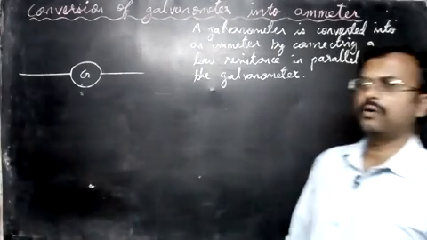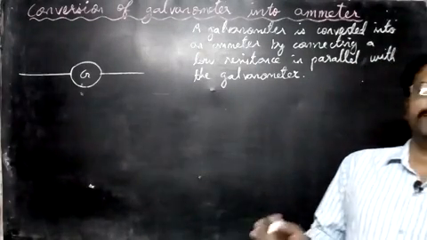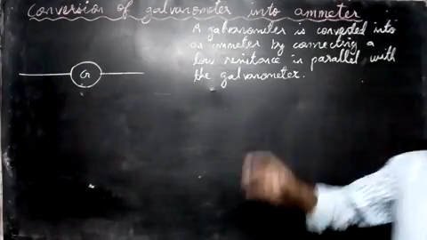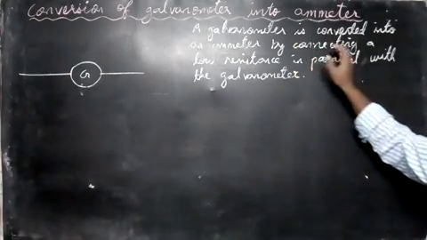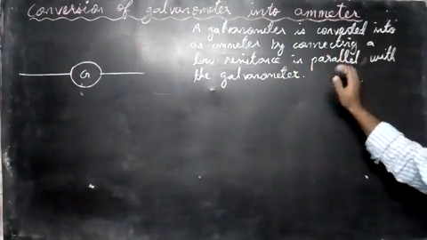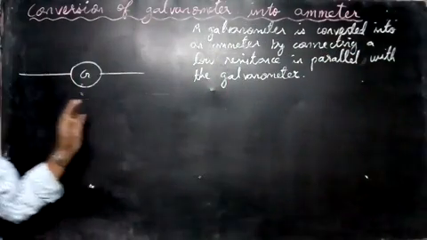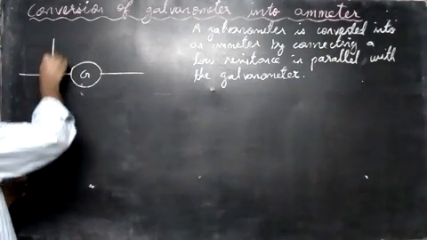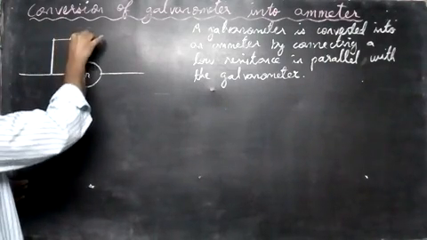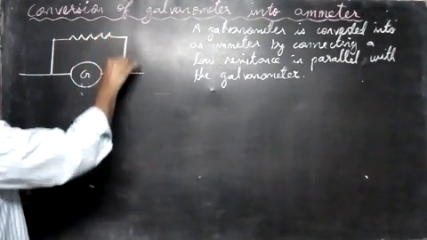Let us now study how a galvanometer is converted into an ammeter. A galvanometer is converted into an ammeter by connecting a low resistance in parallel with the galvanometer. We have the galvanometer drawn here, G is the symbol of galvanometer, and then we have to connect a low resistance in parallel like this way.